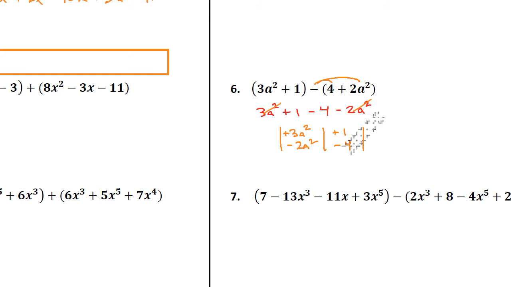We're subtracting 4 here. And now let's go ahead and do this. 3 minus 2 is 1. So I can write 1a squared, or I can just write a squared because 1 just means a squared. It doesn't actually change the value. But if you want to write 1a squared, I will never mark that wrong. And then we've got 1 minus 4 is negative 3. So there is our answer to question number 6.